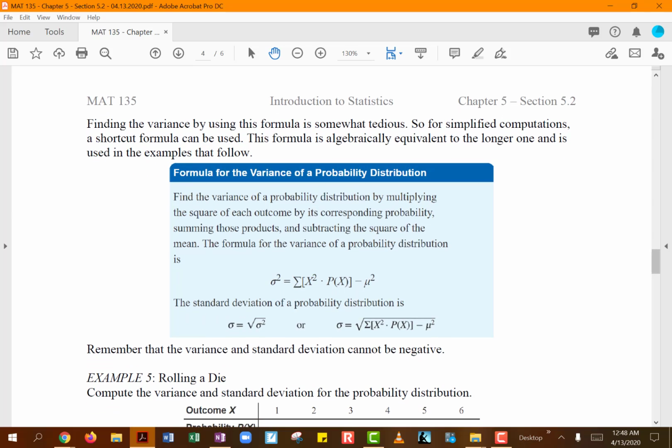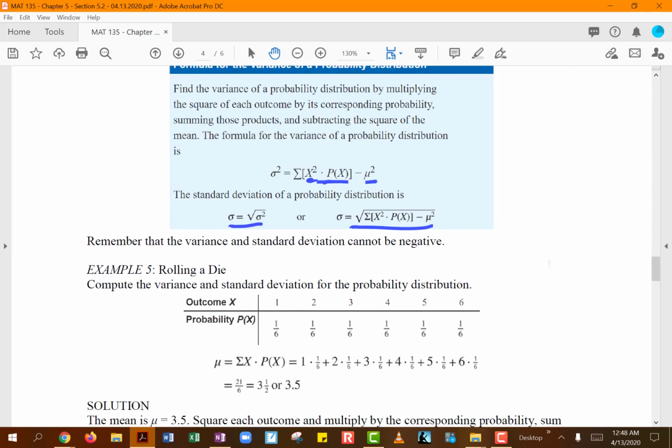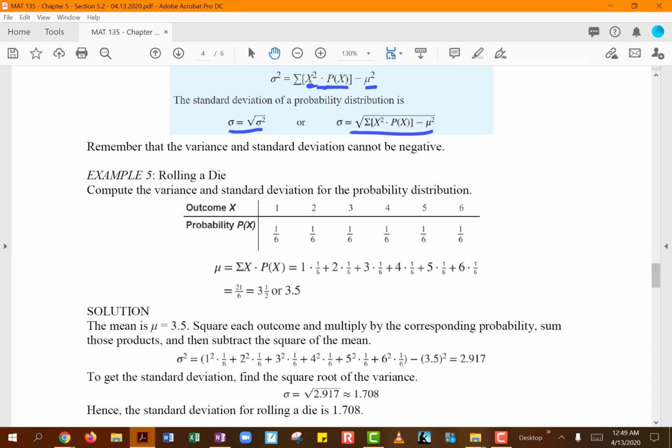What we do here is we take each outcome, square it individually, then multiply it with its probability, and then when you get that answer, you add all of them for your outcomes. Finally, when you have that total sum, you subtract the square of your mean, and you end up getting your variance. And anytime you take the square root of the variance, you get your standard deviation. Just keep in mind, both your variance and standard deviation cannot be negative values.